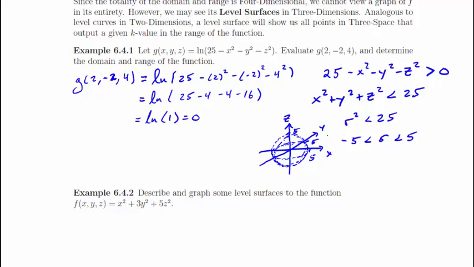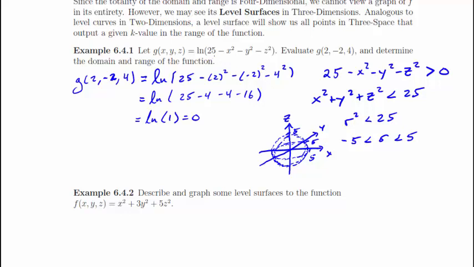So if I have a point out here when, say, x is 6, y is 5, and z is 1, then we're just not going to get anything out of this function. The outputs are now outputting something in some 4th dimension that we can't see.